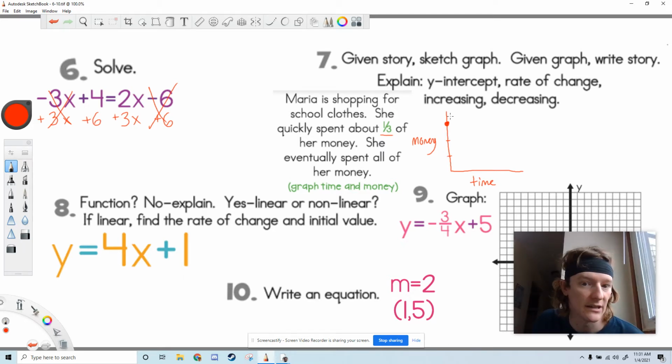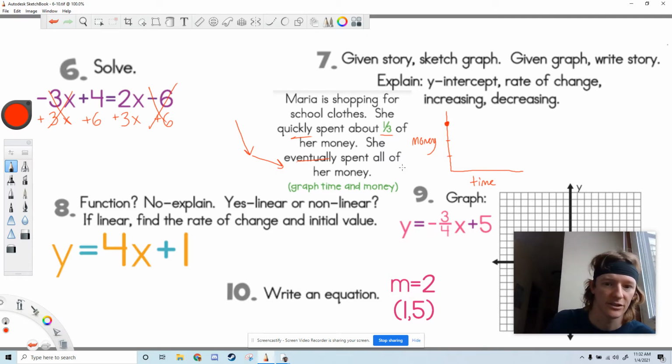So maybe she's got $300. Here's 100, here's 100, here's 100. Very quickly, she's going to spend a third of it. And then over some more time, she's going to spend the rest of her money. So this first section is going to be a really steep line because she spends it quickly. It's got a steep negative slope. And then eventually it's a smaller slope, which means instead of going really steep at the beginning, it's going to be a little more gradual in how she's spending her money.